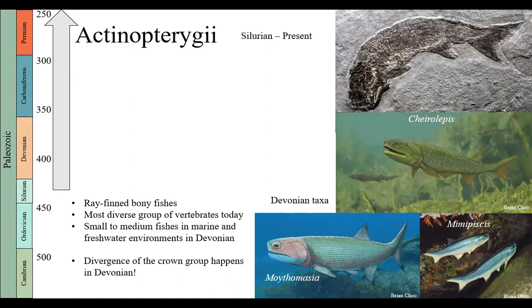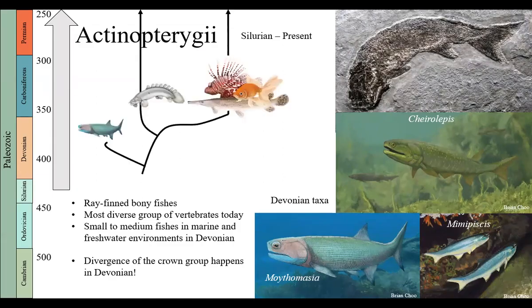Something that I think is really cool is Actinopterygians show up in the Silurian. They're diverse in the Devonian, but small. But even among the living Actinopterygians that we have today, the oldest divergences are also in the Devonian. So there are lineages of Actinopterygians today that go all the way back by themselves to the Devonian. So I'll show you what I mean by that.